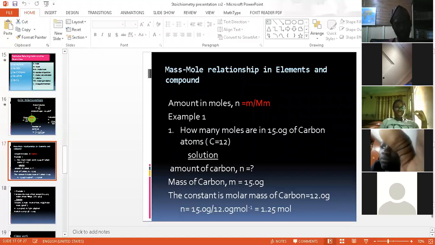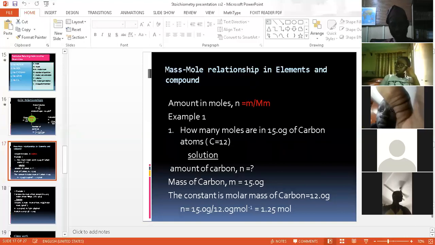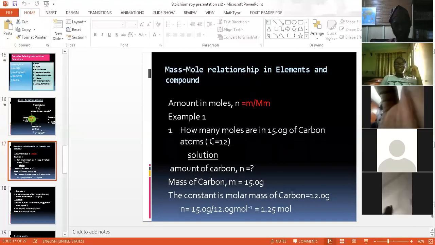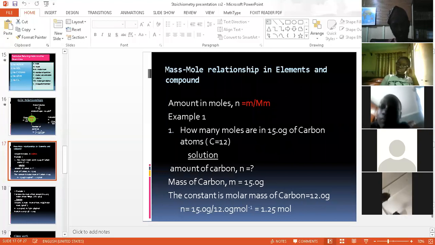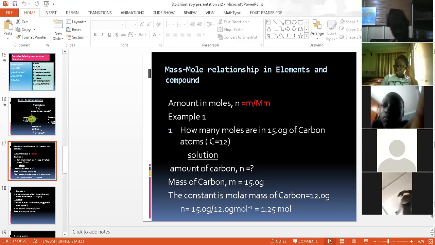Now the formula is what? Amount in moles of the substance in question is equal to the mass of the substance over molar mass. That is the formula. So an example here: how many moles are in 15.0 gram of carbon atoms? You have to calculate the number of moles in 15.0 gram of carbon atoms.